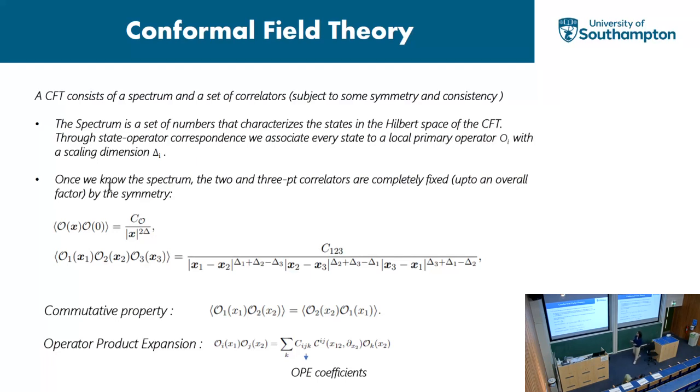Now, once the spectrum of this CFT is known, all the 2 and 3 point functions of the CFT can be completely fixed up to an overall constant just from the conformal symmetry. Here I have the expressions for 2 and 3 point functions for scalar primary operators. Now, these conformal correlators also satisfy the commutative property, and we have this operator product expansion. That is, the product of 2 operators can be written as a sum of operators through these OPE coefficients. Here, the sum basically runs over the spectrum of the CFT.